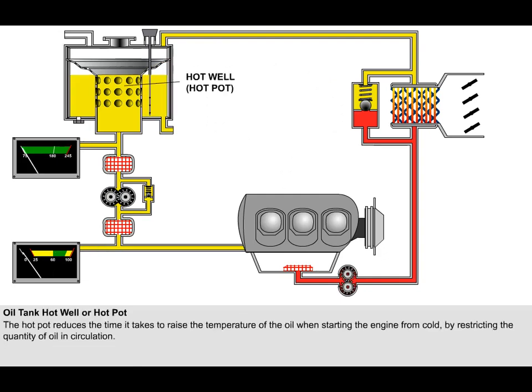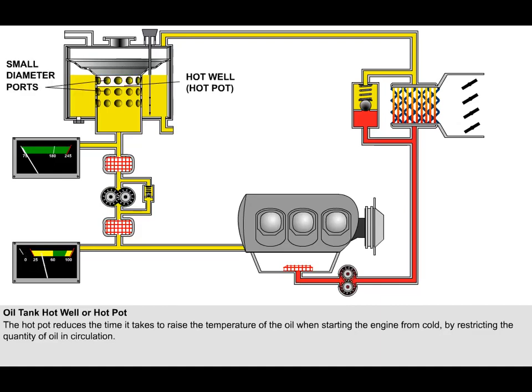The hot well or hot pot forms a separate compartment within the oil tank. Its purpose is to reduce the time taken to raise the temperature of the oil when starting the engine from cold, by restricting the quantity of oil in circulation when the oil is cold and viscous. The hot pot consists of a cylinder of metal with holes cut in it, fitted above the oil outlet to the engine. The oil must pass through the hot pot to reach the pressure pump.